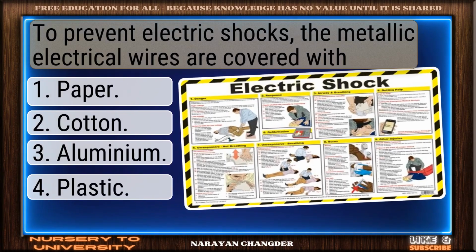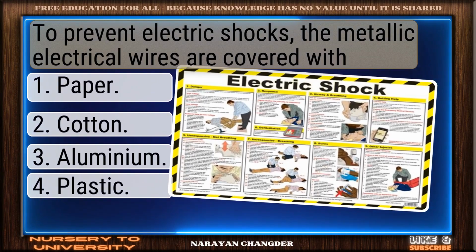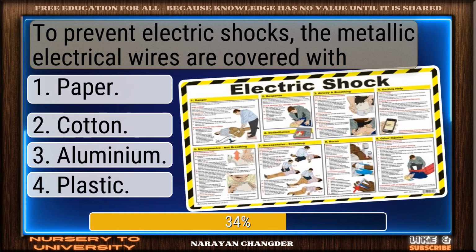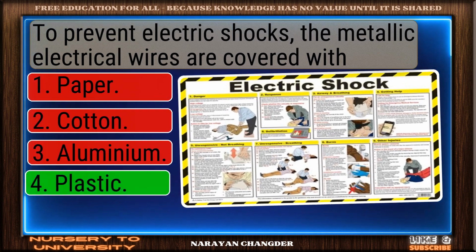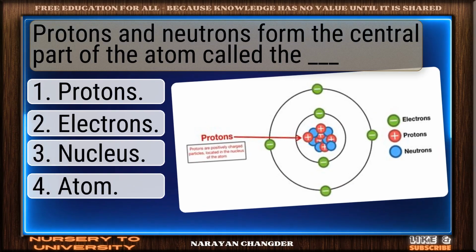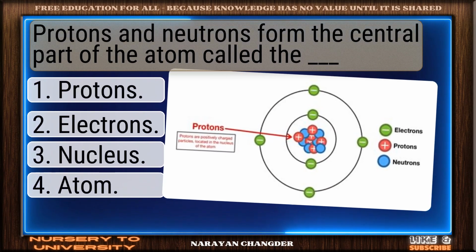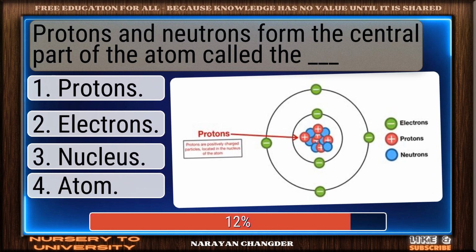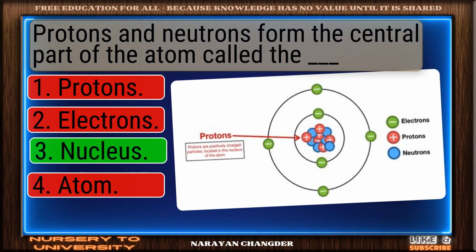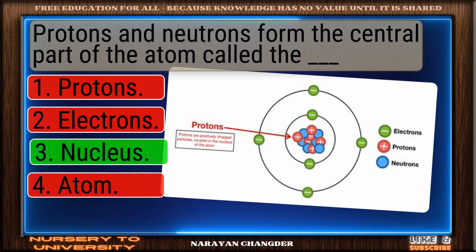To prevent electric shocks, the metallic electrical wires are covered with... You got it. Your choice, plastic, is right. Protons and neutrons form the central part of the atom, called the dash. Well picked. Nucleus is the correct answer.